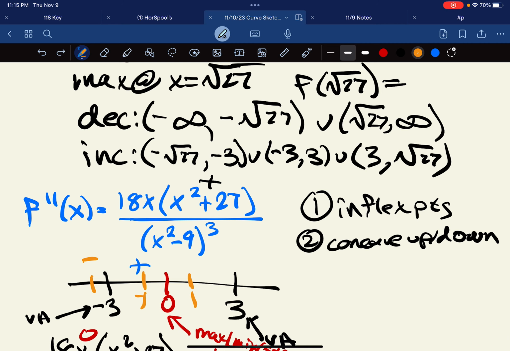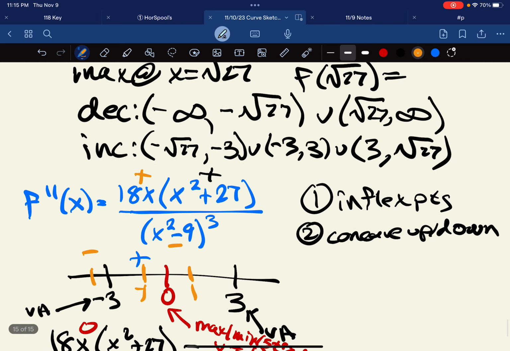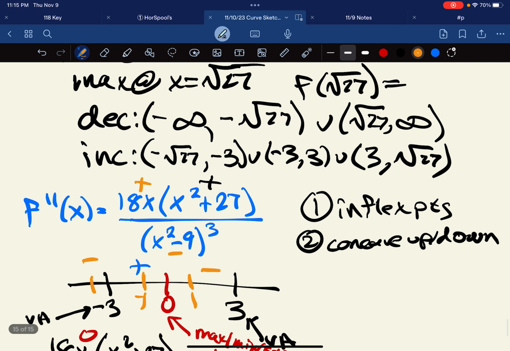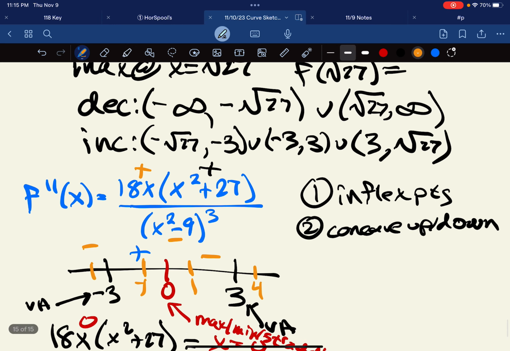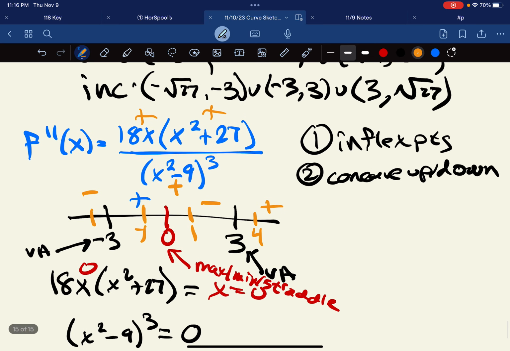This is going to be negative. This is going to be positive, so that's going to be a negative times a positive, which is going to be a negative. And then something to the right of 3, so we could plug in like 4. That's going to give us a positive here, and then a positive here. So that's going to be positive times a positive times a positive, which is going to give us this.